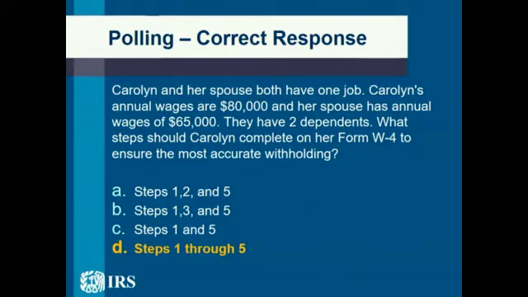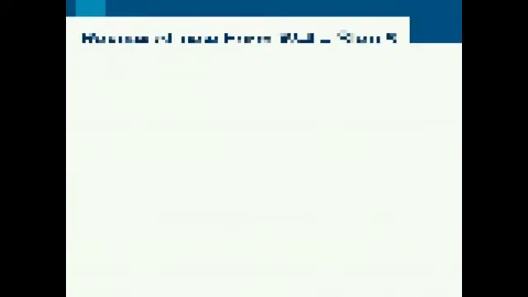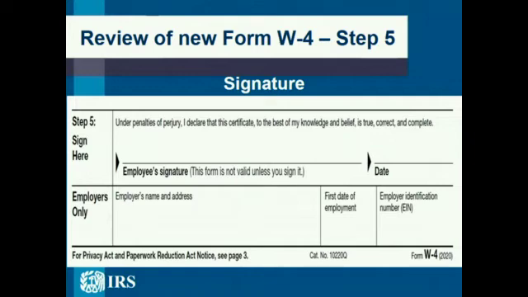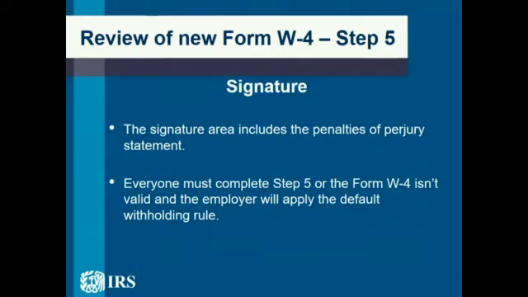Thanks, Alice, for clearing that up. And Diane will now take us through the final step of the form. Diane? Thanks, Scott. Step 5 is the final step where the employee signs the form. This step also has the Employers Only section, used mostly for new hire submissions to the State Directory of New Hires. This part of the form is a lot like the old 2019 Form W-4. Along with Step 1, every employee must complete Step 5. Form W-4 is invalid without a signature under penalties of perjury. If the employee doesn't sign the form, the employer will apply the default withholding.